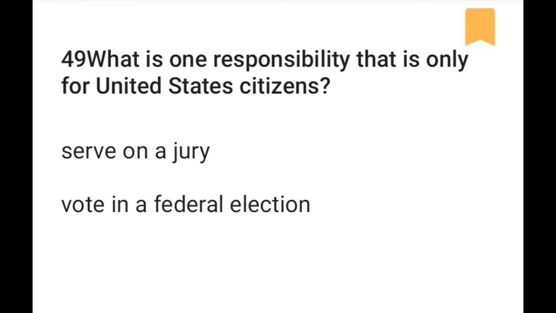What is one responsibility that is only for United States citizens? Serve on a jury. Vote in a federal election.